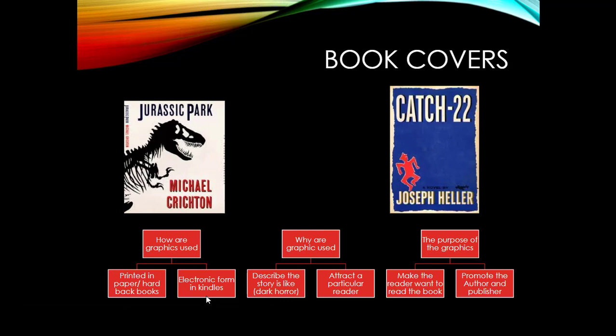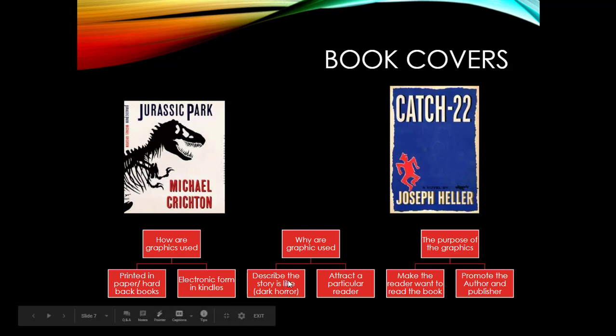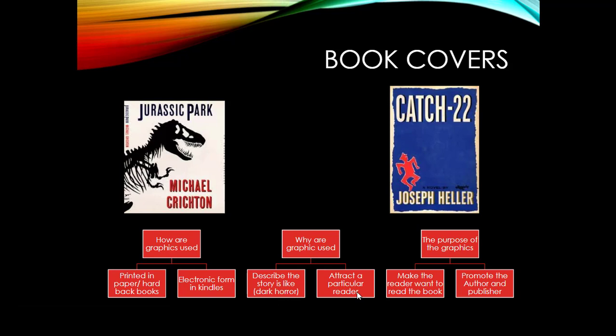Why are we using graphics? It could be used to describe the story. It could be used to attract a particular reader. And the purpose of the graphics is that it wants to make the reader want to read the book and maybe promote the author and the publisher of the book.